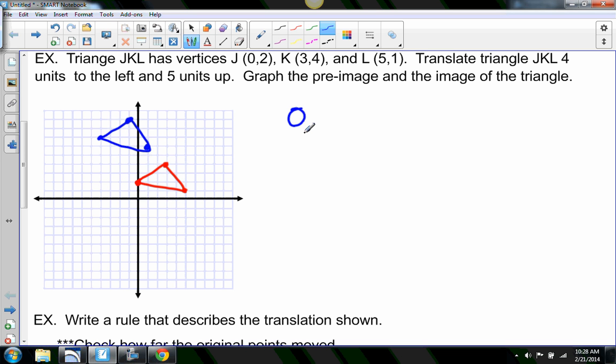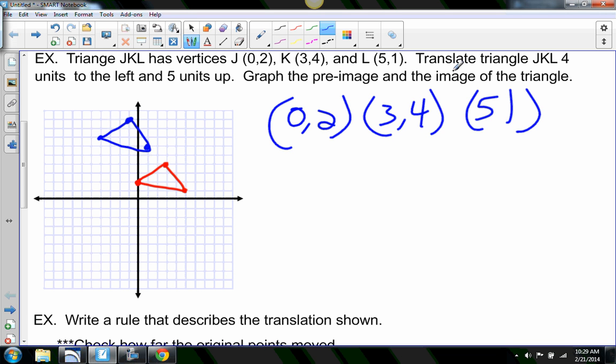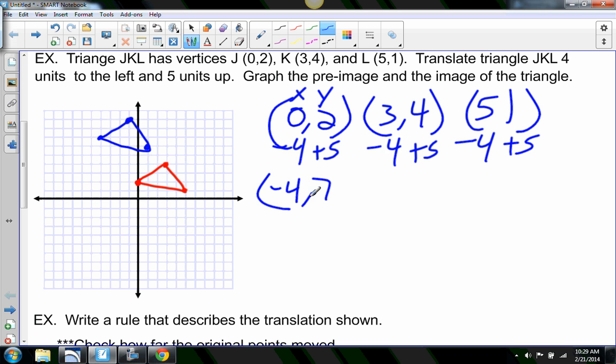You could also write out the points like this, right? If I'm going to the left, I have to subtract. And this is my x and this is my y. So I would subtract 4 from all of my x's. And going up means I'm going to add, so I would add 5 to each y. All I'm doing here is getting my new points. So (-4, 7). 3 minus 4 is negative 1. 4 plus 5 is 9. 5 minus 4 is 1. And 1 plus 5 is 6.